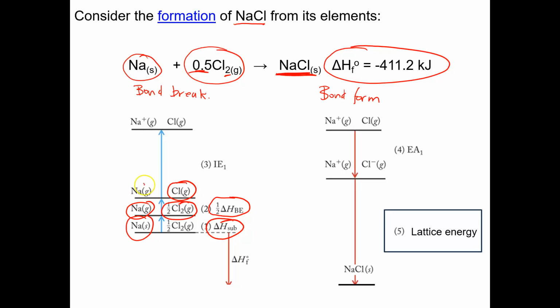The next thing I'm going to do is take my gas phase sodium atoms and remove the first electron to create sodium cations. And the energy required to do that is the ionization energy, and in particular, ionization energy 1, because it's the first electron. Okay, so we're almost there.